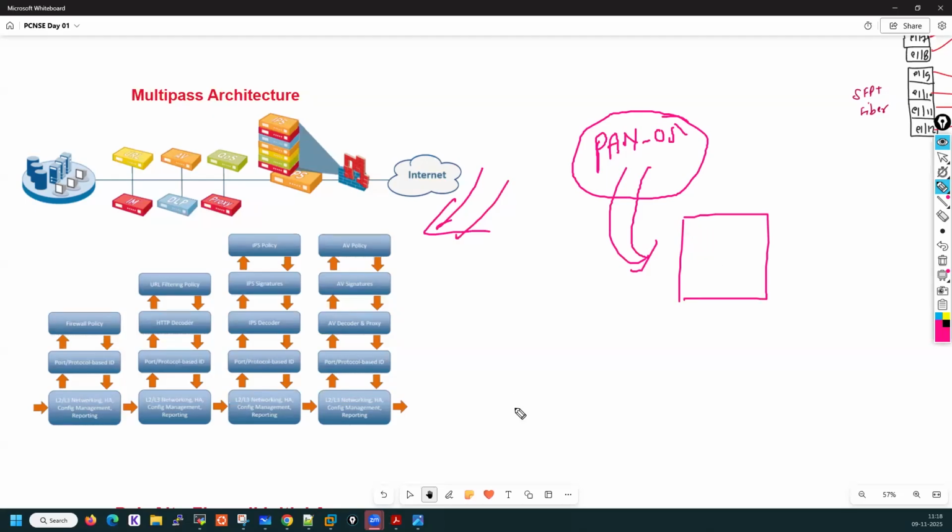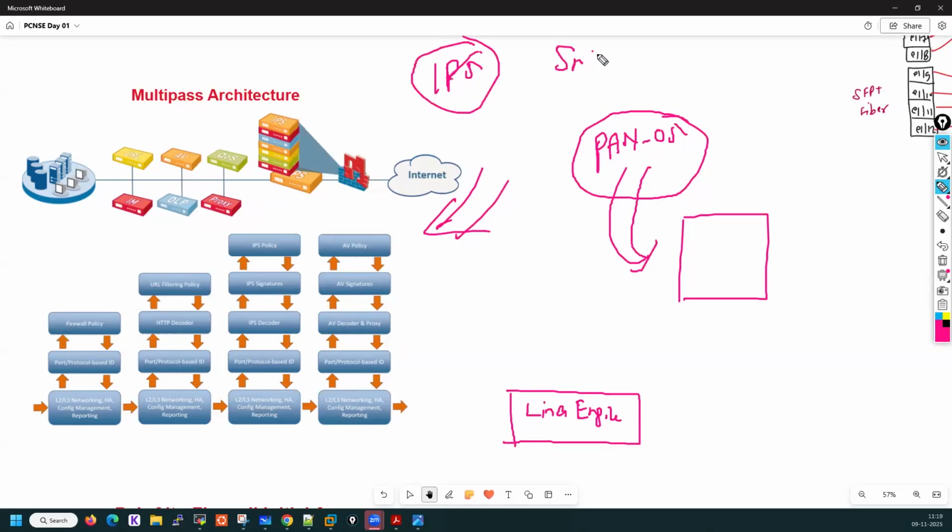But other vendors, like Cisco, have Lina, an engine on the ASA that can do layer 2 to layer 4 processing. And after that, for IPS, they had a separate IPS box. Cisco was having one IPS box and it was using Snort engine.